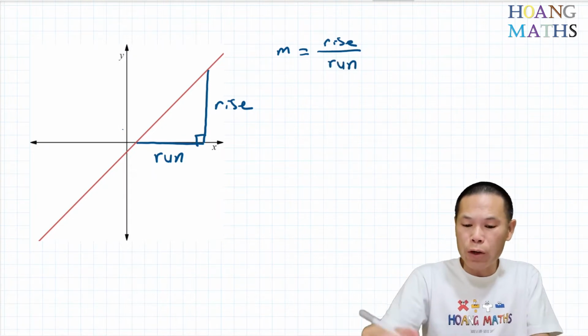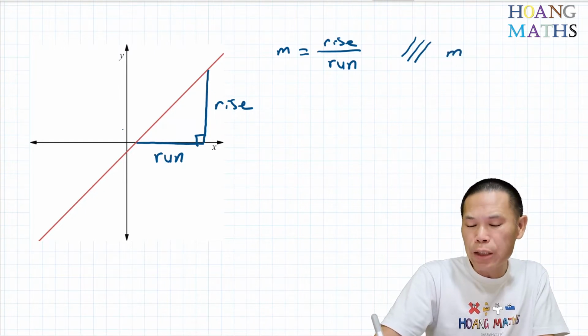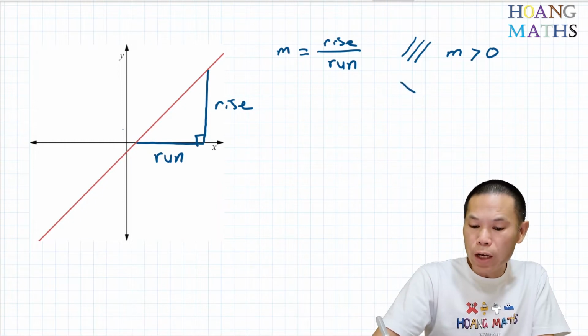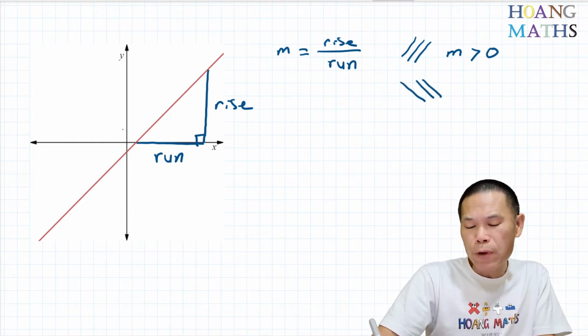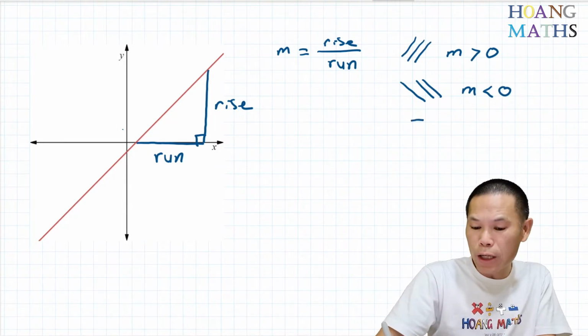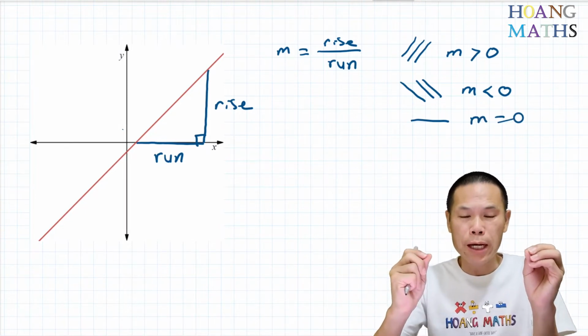But then we know that the graph is going this way, so the gradient is positive, which is greater than 0. Now don't forget, if the line is going the other way, we have negative m, that is m is less than 0. If we have a horizontal line, that means the gradient is 0. Please keep that in mind for me, okay?